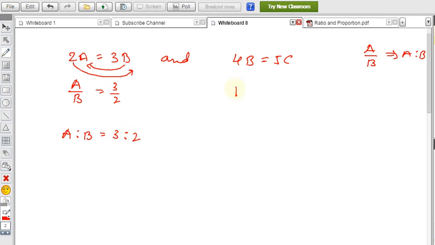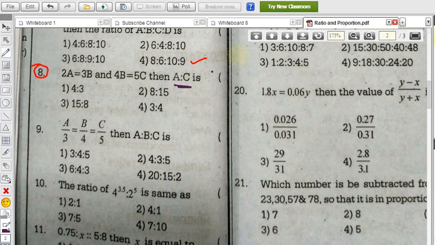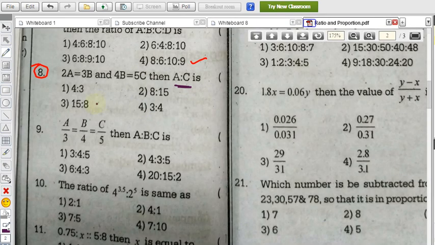Similarly, b by c is equal to 5 by 4, so b is to c is equal to 5 is to 4. Then you apply the formula. I will write together 3 2 and 5 4. So 3 fives are 15, 5 twos are 10, 2 fours are 8. Multiply this and this both. So 15, 10, 8. They are asking only A to C. A is 15, C is 8. So 15 is to 8.